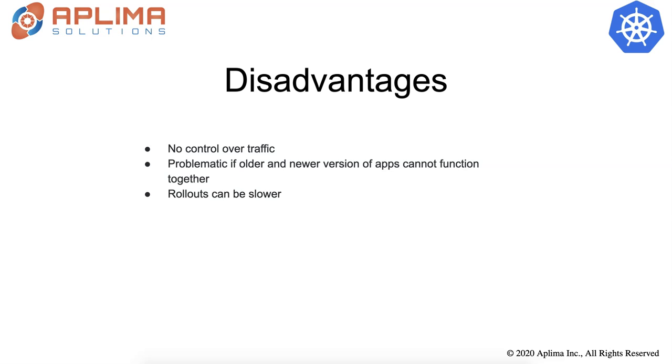With this approach, you have no control over traffic. You don't know how much percentage of the traffic will be sent to the newer pods. It can also be problematic if older and newer versions of your apps cannot function together. Rollouts can also be slower with this approach.